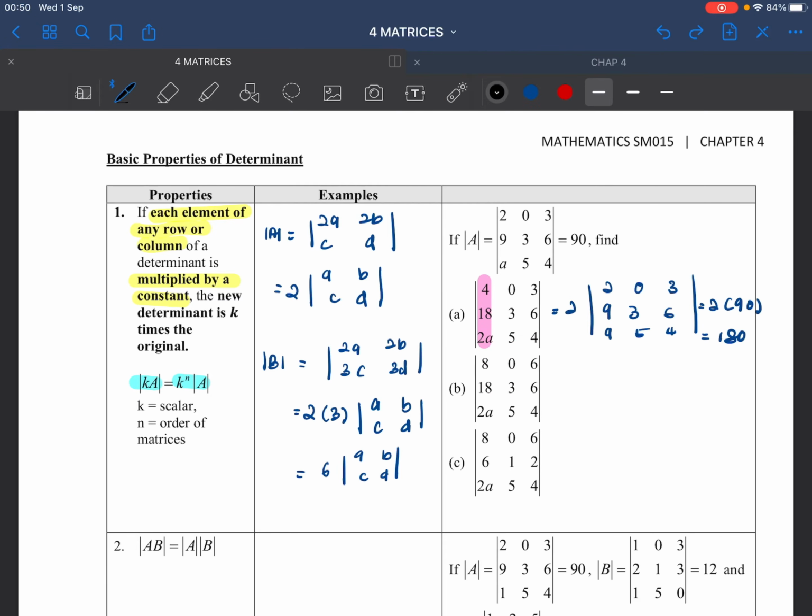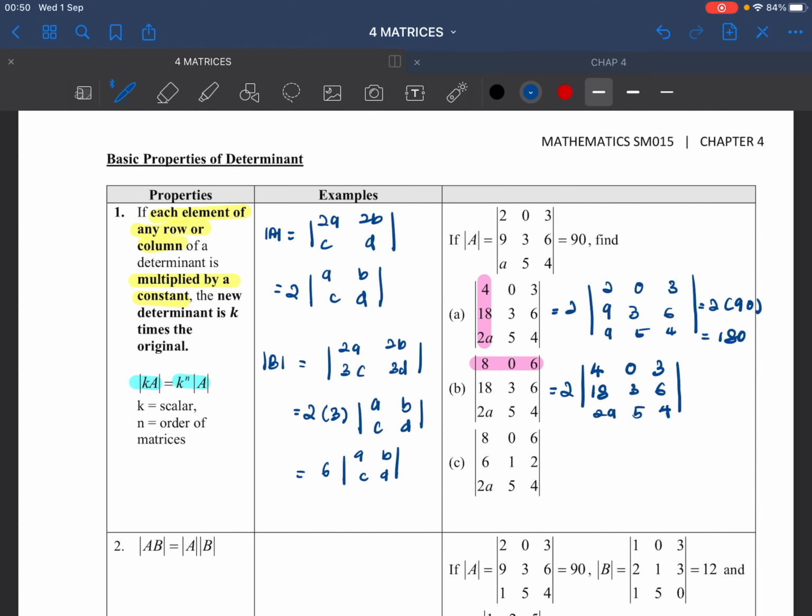So now, this is our first row. This is the first row that is different. So what happens? 4 times 2, we will get 8. 3 times 2, we are going to get 6. So what we do there is we can factorize 2. If we factorize 2 in the first row, we are going to get 4, 0, 3. The others will remain 18, 3, 6, 2A, 5, 4.